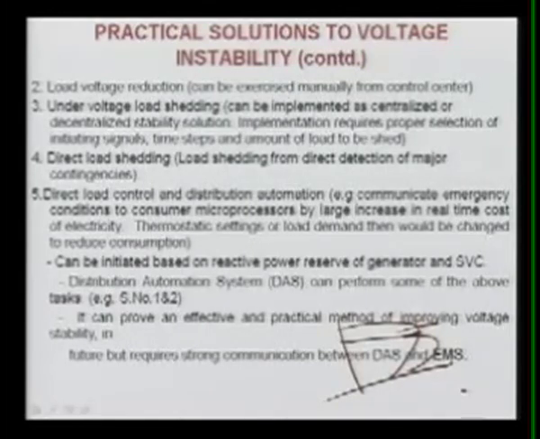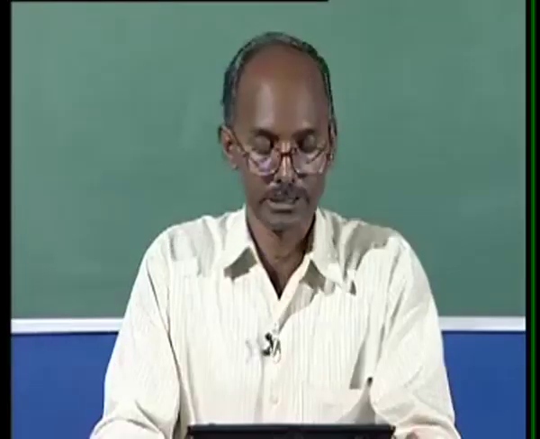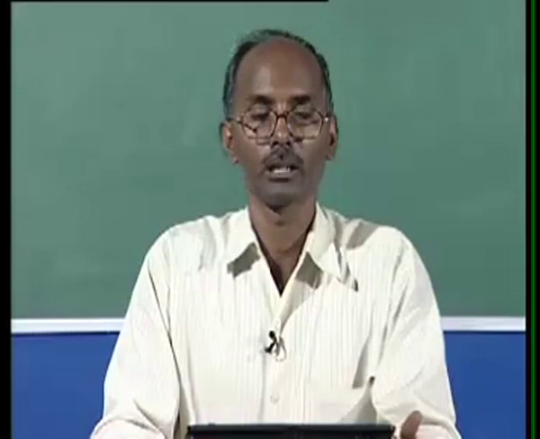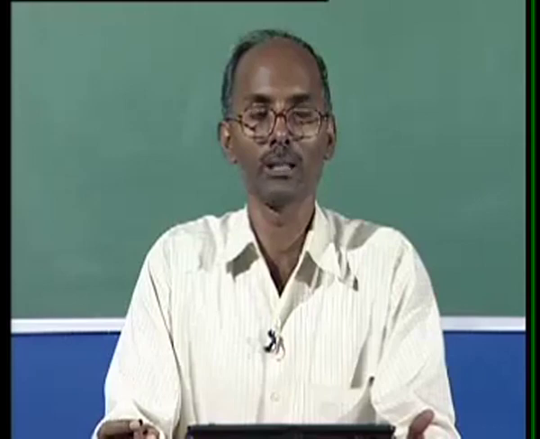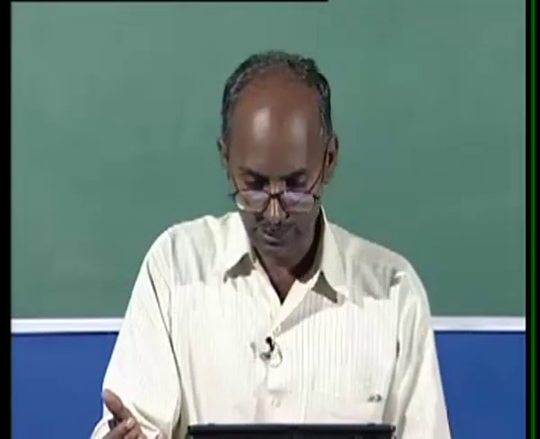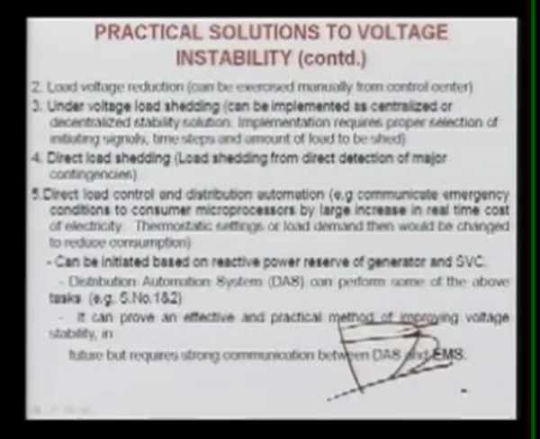But on the distribution side, you have to play with the loads as well as the transformer, that is the OLTC. So you have direct load control, or you can have the distribution automation system. That automation means you will have some RTUs, remote terminal units, and they will sense the system voltage and so on. They will give the information to the DA system, and that DA system will decide how much load and which loads are to be shed, and then we can improve the voltage stability of the system, and this can be initiated based on the reactive power reserves of generators and SVC.